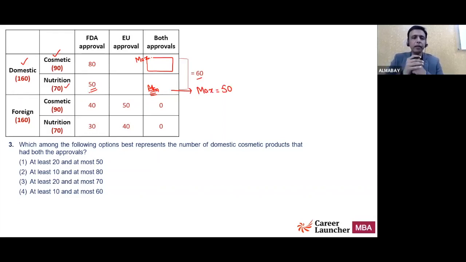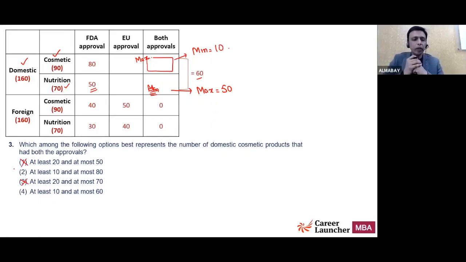The simple reason being there are 50 FDA approved products. So both approvals वाले अगर यहाँ 50 हो जाएंगे तो cosmetic का जो minimum आ जाएगा that has to be 10. So at least 10 होना चाहिए. ये ऑप्शंस वैसे ही नेगेट हो गई.